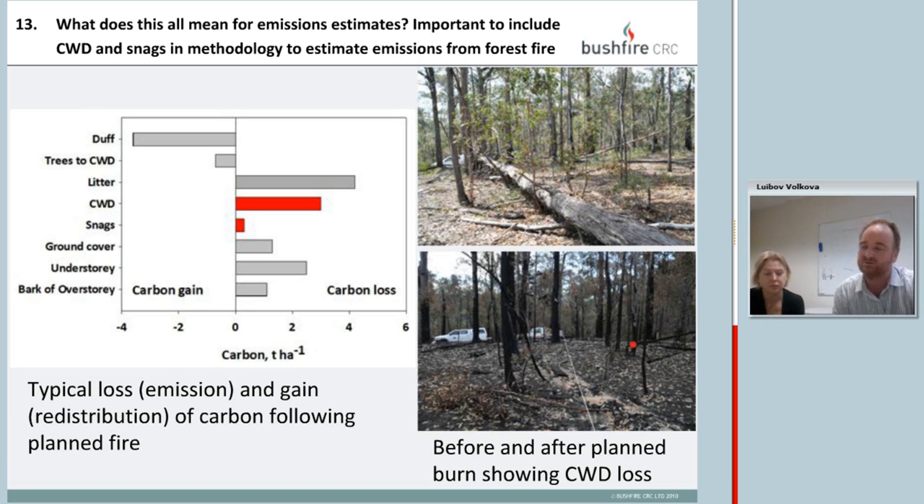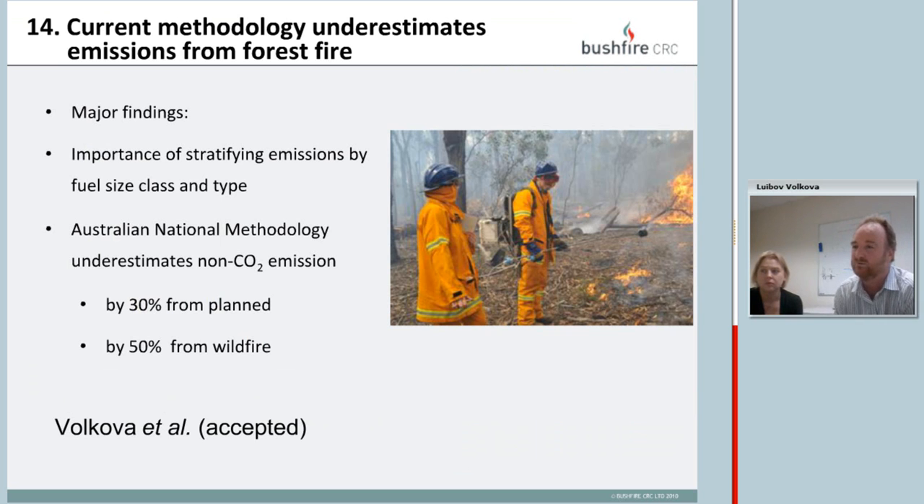So if we adjust the national estimates for emissions from fire to include a coarse woody debris component that increases the fuel load from which carbon is released, as well as shifts the greenhouse gas emission profile more to methane, then we find that emissions are underestimated in the current methodology and need to be revised to a more realistic estimate. So the current methodology underestimates forest emissions from fire. It's important to stratify emissions by fuel size, class and type for the reasons we just outlined, because of the different greenhouse gas profile from the heavier fuels and the fact that they burn over much longer periods of time.